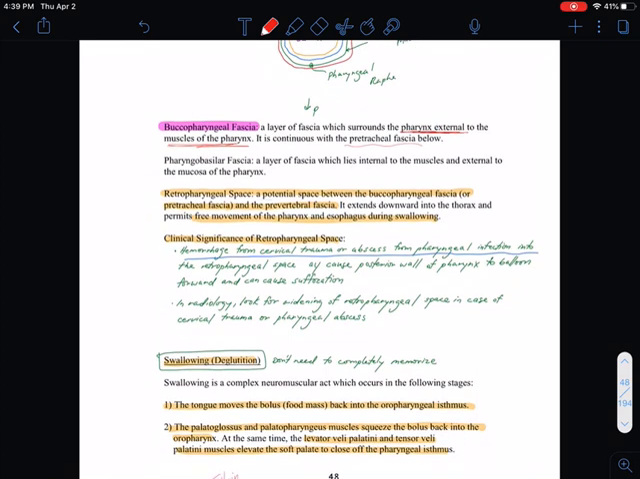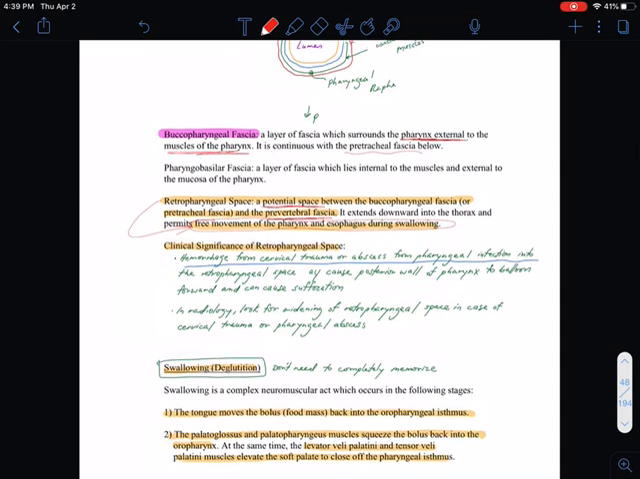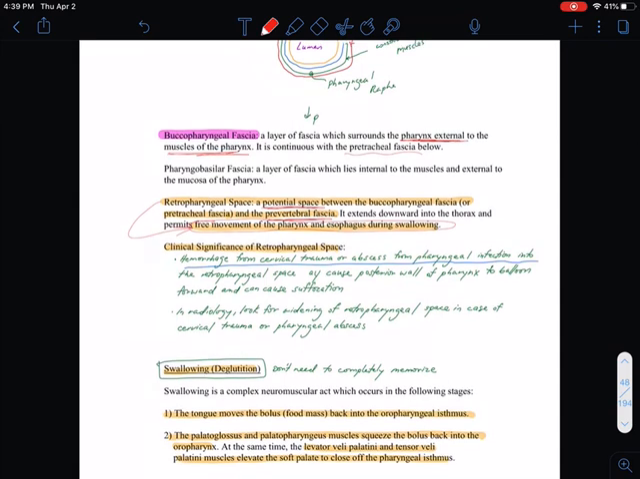We have our retropharyngeal space, which is a potential space between our buccopharyngeal fascia and our prevertebral fascia. It extends down into the thorax and permits free movement of the pharynx and esophagus while swallowing. So retropharyngeal space gives you that free movement of the pharynx and esophagus during swallowing.